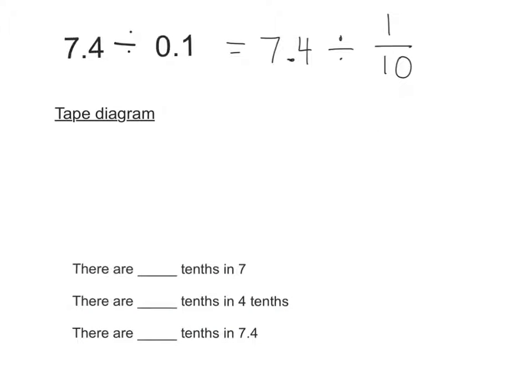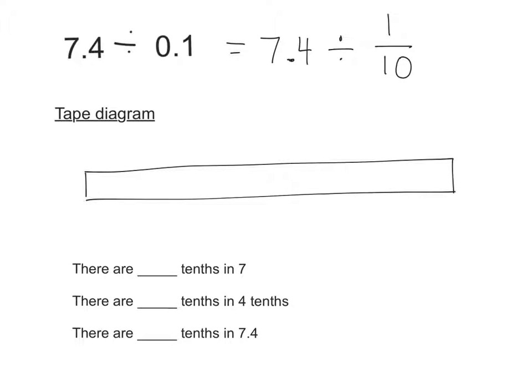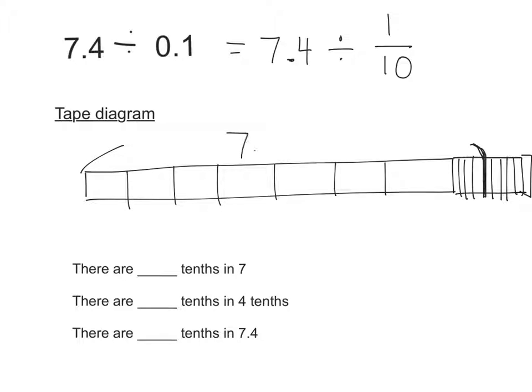Now we have 7.4 divided by 0.1. Do you guys agree that that's the same as 7.4 divided by 1/10? Yeah. Okay, go ahead and write that down. Now let's draw a tape diagram. Just like before, I have 7, 2, 3, 4, 5, 6, 7. But this time I also have 2, 3, 4 tenths, right? 1, 2, 3, 4, 5, 6, 7, 8, 9, 10. So I have 4 of these tenths. Up to here is 7 and 4 tenths.